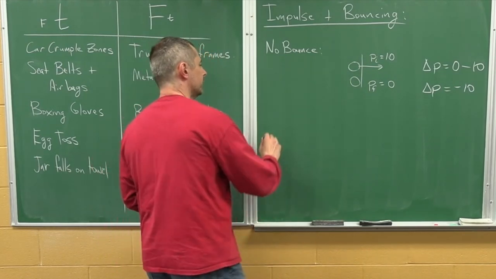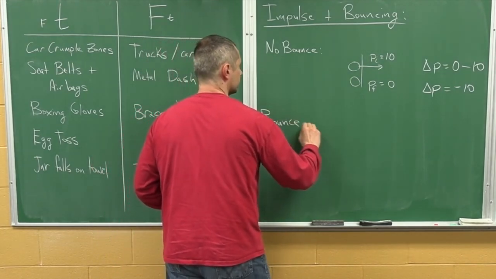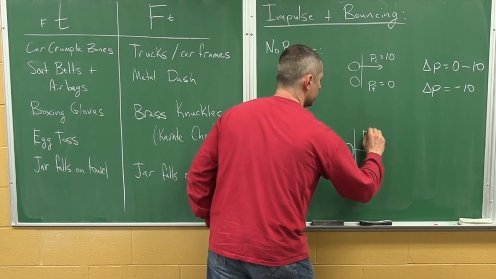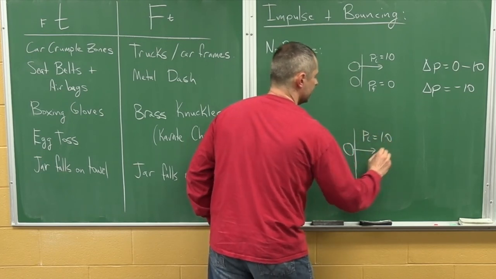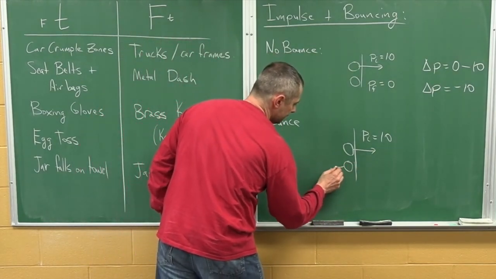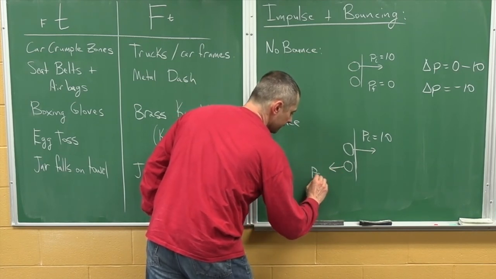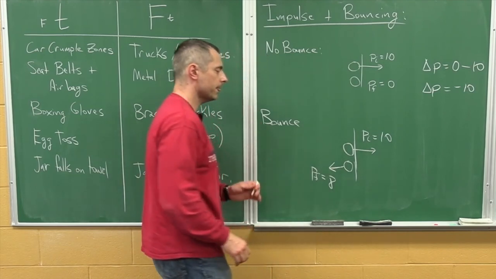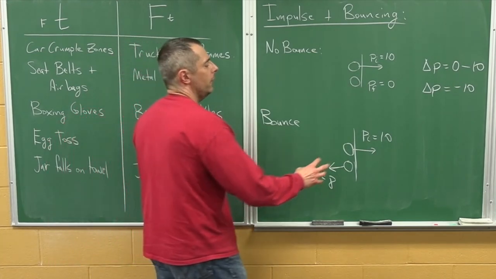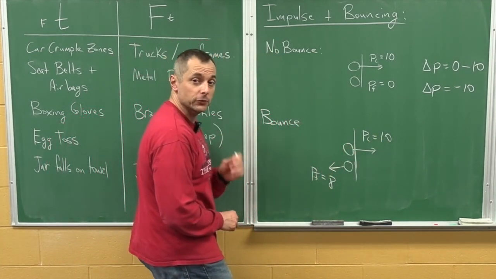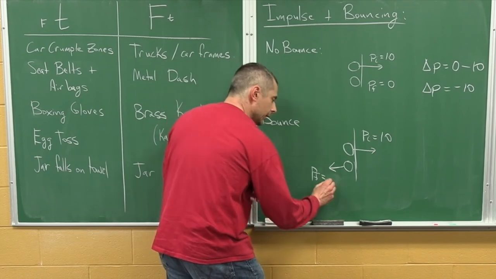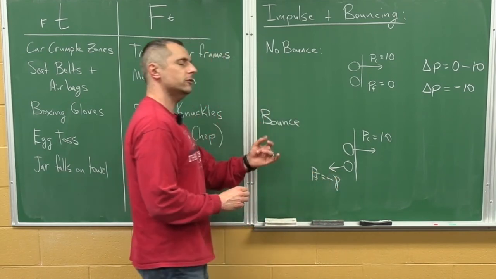Let's see what happens with a bounce. And let's suppose it comes in with P initial equals 10 again. And now it bounces back, and nothing bounces back perfect. Let's say it bounces back at 8. But here's the thing. Momentum and velocity, all these things are vectors. And I have not yet put the information of the backwards direction in, but I must. So what I need for the backwards direction is not to call it 8, but negative 8. Now that indicates backwards 8.